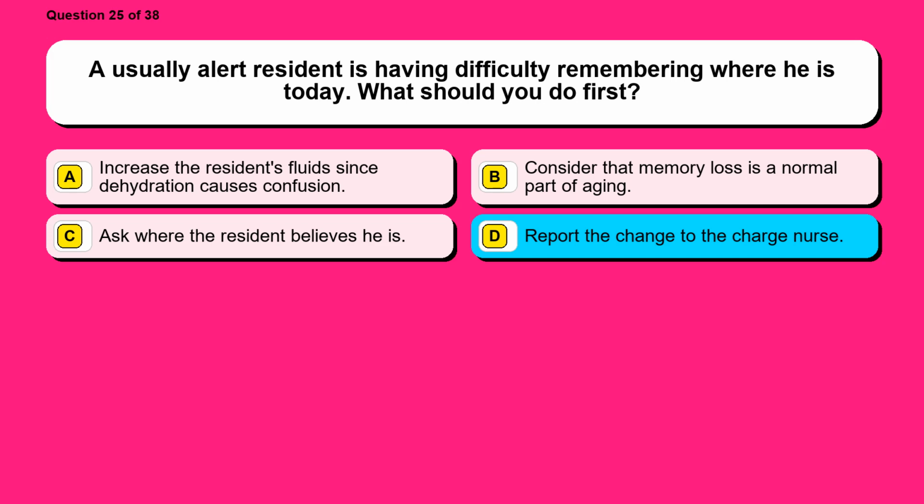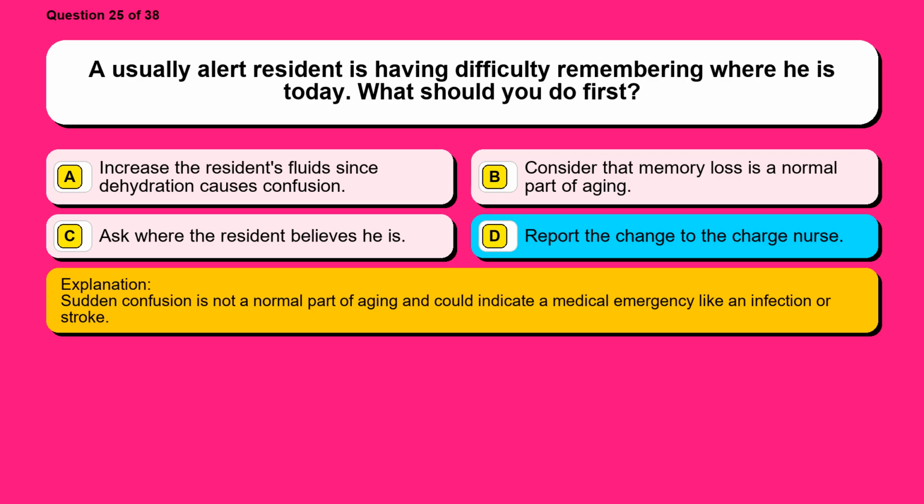The correct answer is option D. Report the change to the charge nurse. Sudden confusion is not a normal part of aging and could indicate a medical emergency like an infection or stroke.